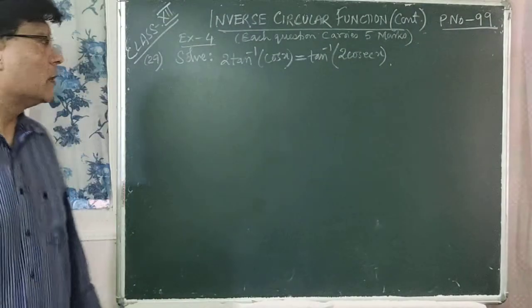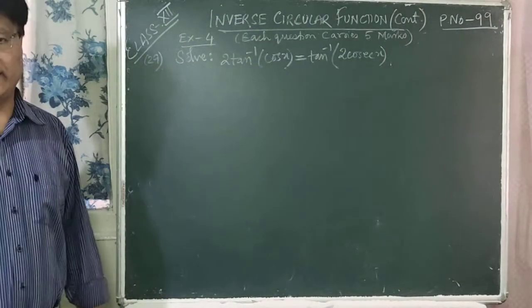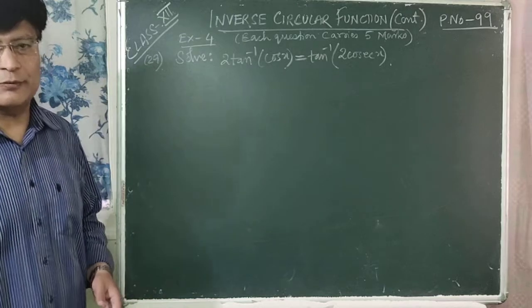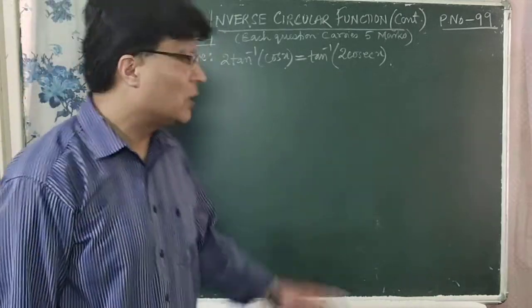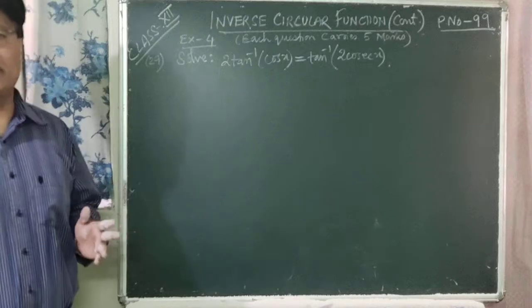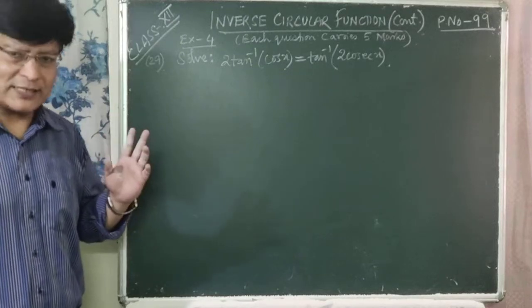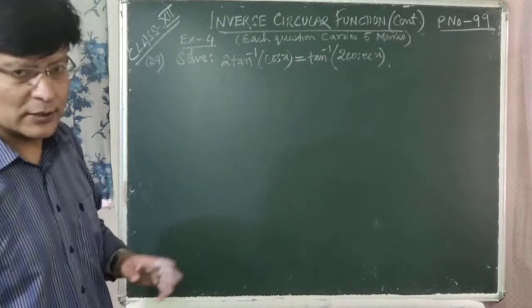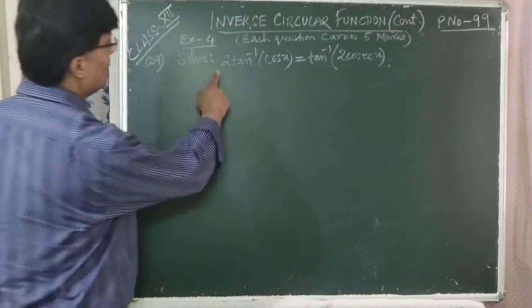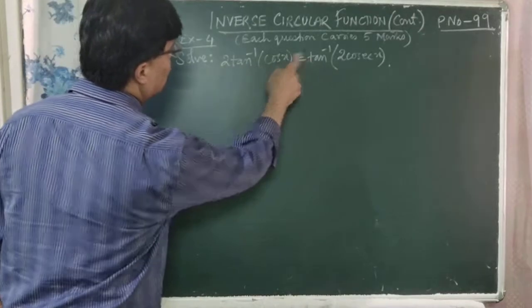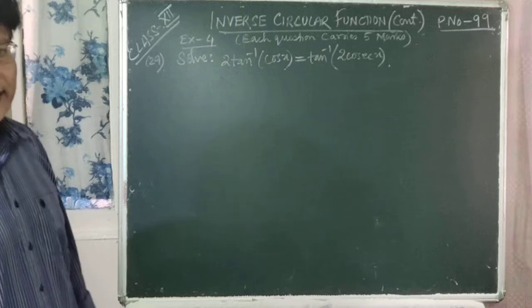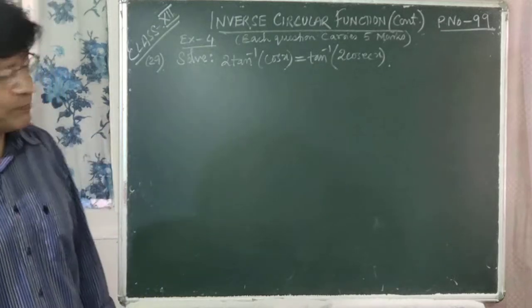So now let's do question number 29. This is also solve. You have to solve. That means you have to get the value for x. So in this case only one equation is given. So there is only one variable, that is x. You have to get the value for x here. So what is the equation given here? 2 tan inverse within bracket cos x is equal to tan inverse within bracket 2 cosec x.